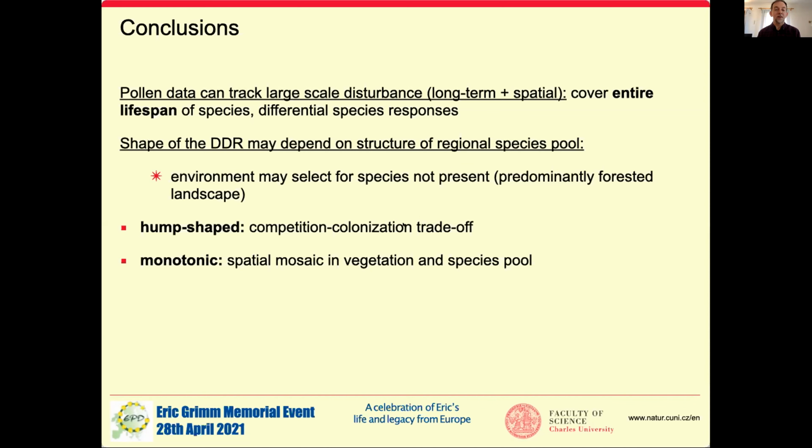During the hump-shaped phase, there is a competition-colonization trade-off, whereas during the monotonic part, there is probably a spatial mosaic which originated due to human impact, and there is much more effect of new invasive species arriving, and also an effect of the species pool.